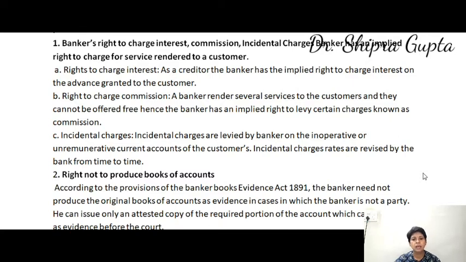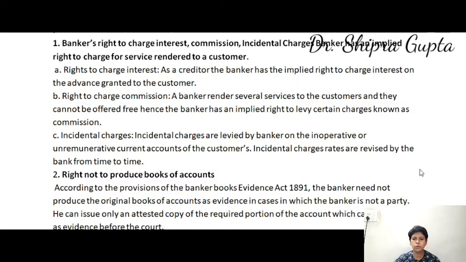Now, the second right: not to produce books of accounts. It means if any problem is created, then the bank's task is not to open or disclose the total account of the customer, but only the main or relevant part of the account to disclose the information.